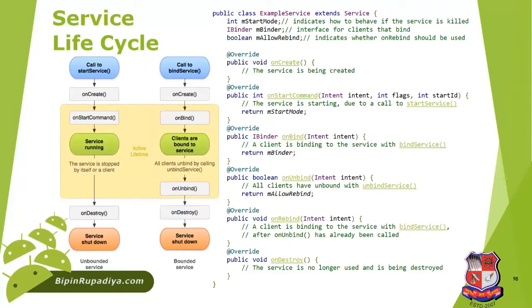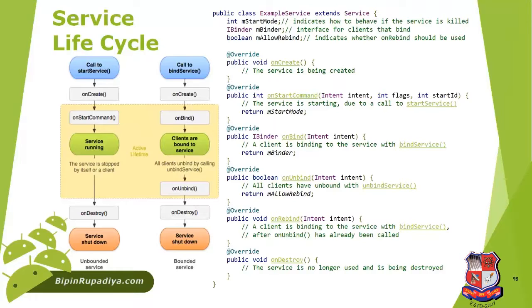One is the start mode, how that service is going to be restarted; that behavior is defined over there. Then IBinder, the interface for the client to bind it. IBinder is basically used for how you are binding your service to some other event, or how it is going to be triggered. Like when you attach the audio jack and your media player is automatically started, or when you start the internet connection and your application service is automatically started.